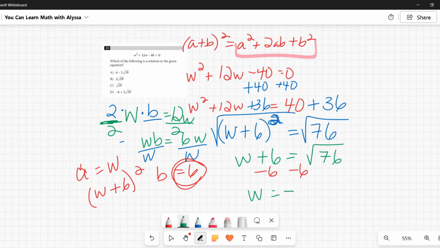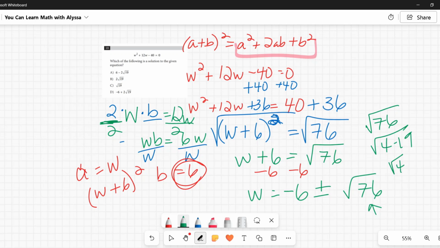And I get W is equal to negative 6. And because it's a square root, we have to say plus or minus square root of 76. But I have to make sure I simplify it. And again, because all my answers have square root of 19 in it, I divide 76 by 19 to see what I get. And sure enough, I get 4. So I know that square root of 76 is equal to the square root of 4 times 19, or square root of 4 times square root of 19. Square root of 4 is 2. So square root of 76 is the same as 2 square root of 19. Again, same thing. Negative 6 plus or minus, and the plus 1, there is D.